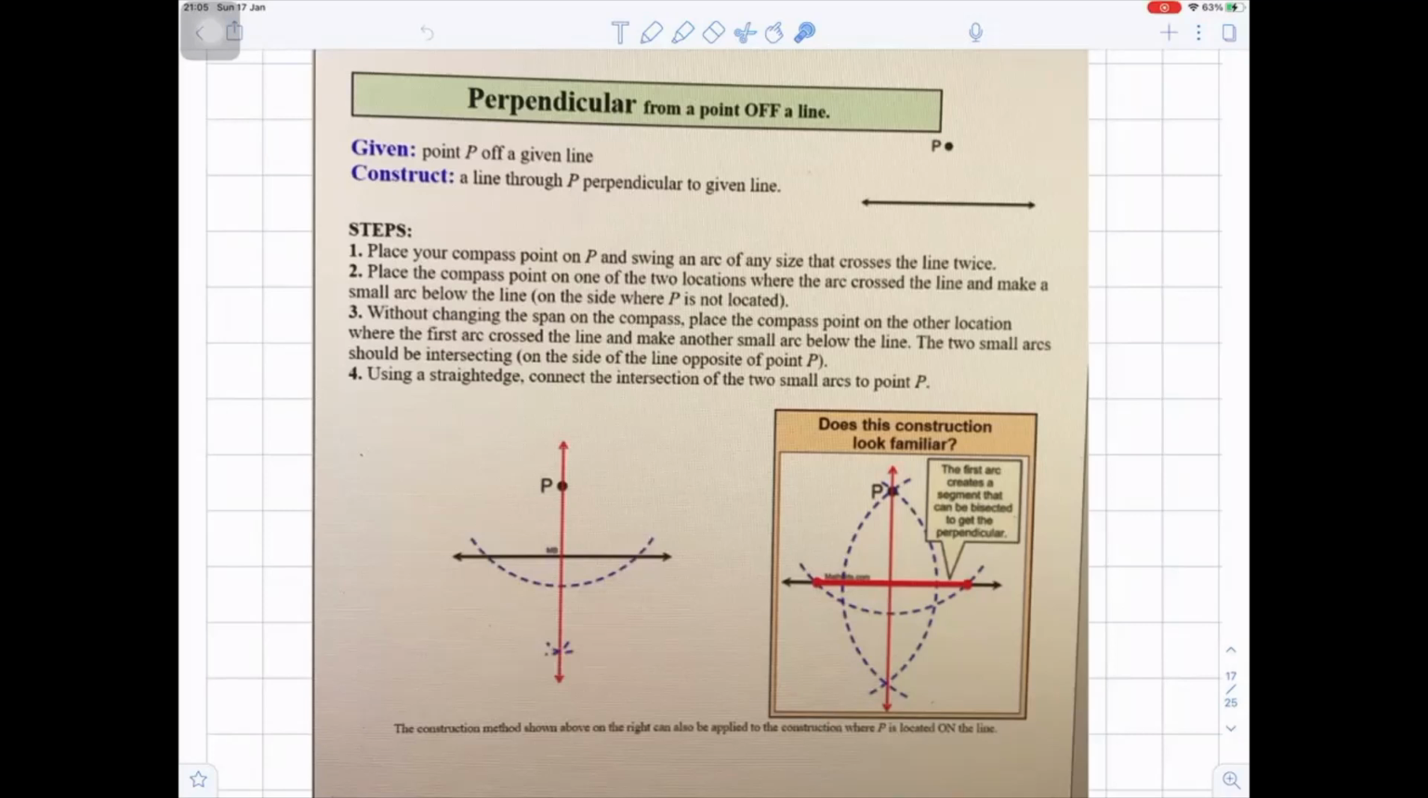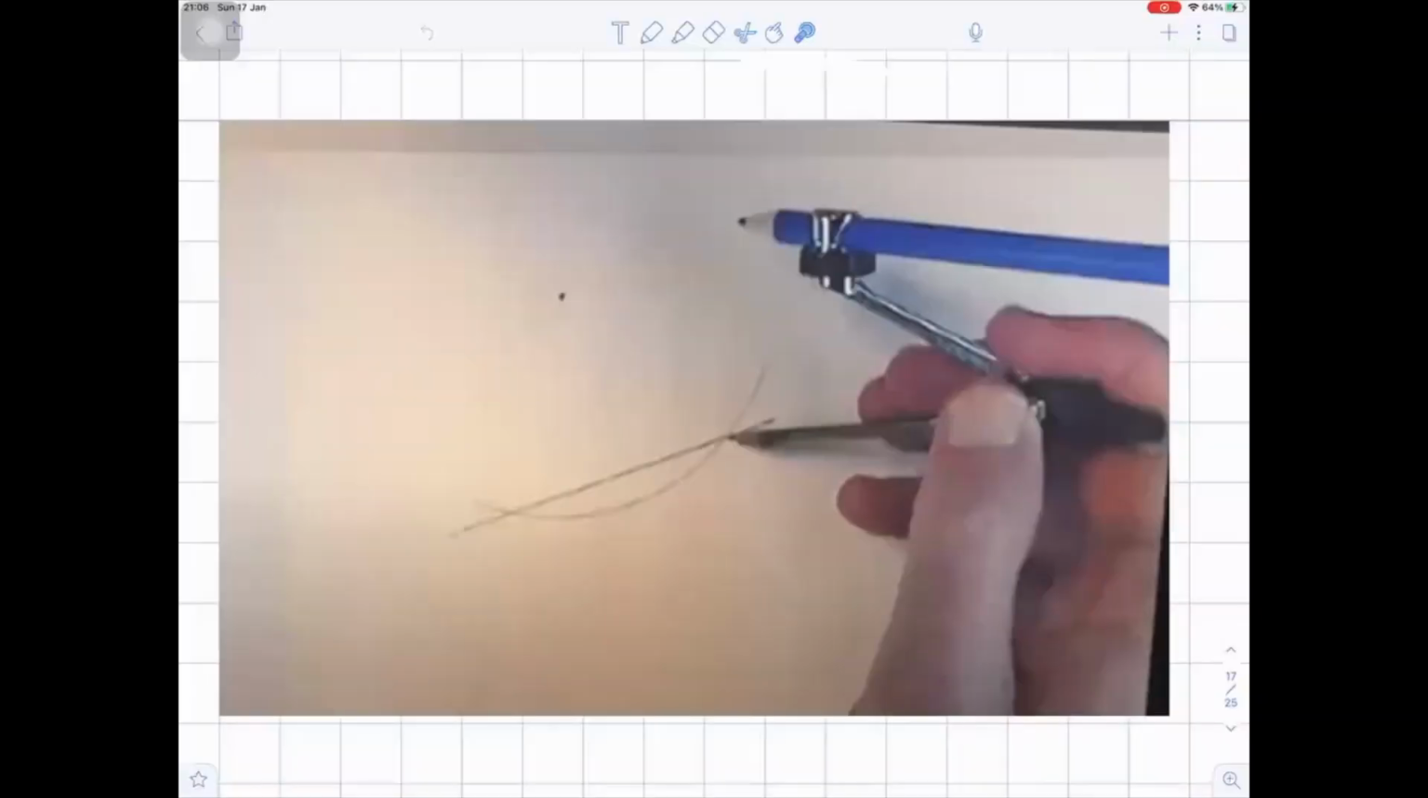Step number 4, using a straight edge, connect the intersection of the 2 small arcs. So where the 2 small arcs meet, you draw it straight to the point, and that gives you the perpendicular from the point to the line. And here is a picture which shows step number 2, where you put the compass there and make the arc to cross at the bottom, and then after you will join the points. So those are some of the things you will do.